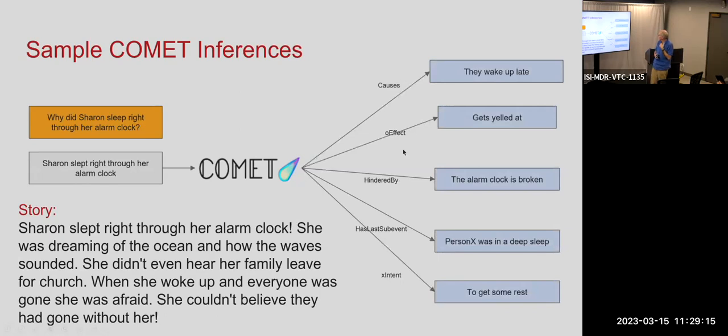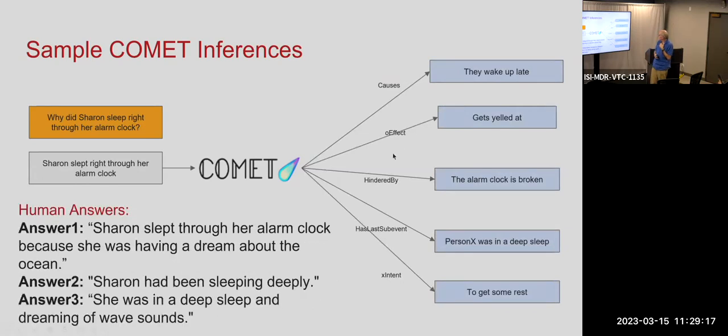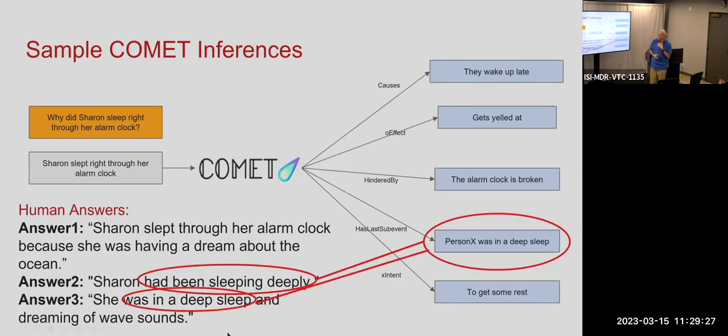But if you look at human answers, they say: one, Sharon slept through her alarm clock because she was having a dream about the ocean. Two, Sharon had been sleeping deeply. She was in a deep sleep and dreaming of sound waves. What is one of the inferences from COMET? If you slept through your alarm clock, person X was in a deep sleep. That's a very useful inference to match very closely these two human answers.